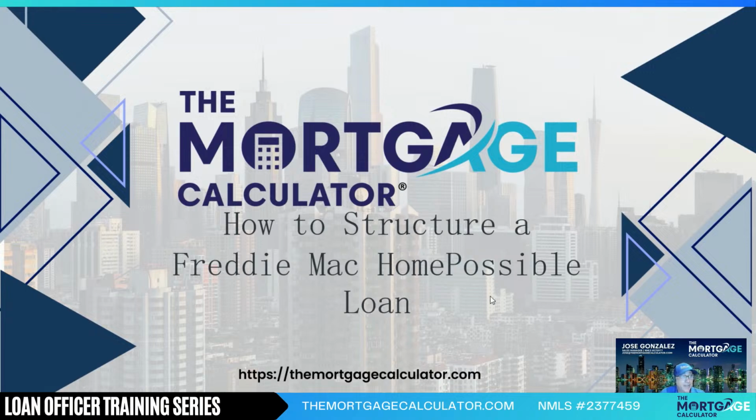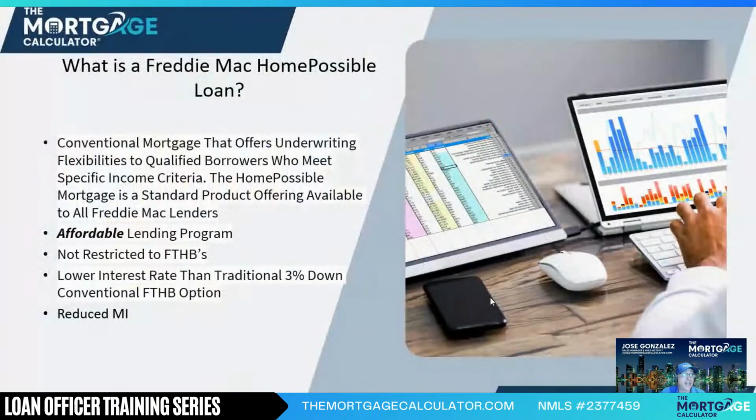So let's get into it now and break it down on what is a Freddie Mac Home Possible loan. Well, again, it is a conventional loan, but Freddie Mac likes to state it this way, that offers underwriting flexibilities to qualified borrowers who meet specific income criteria, very similar to Fannie.